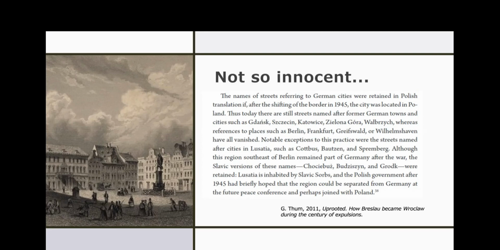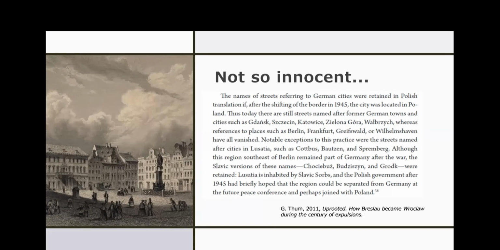The only exception, interestingly, was topohodonyms motivated by the Slavic forms of place names in Lusatia, which is in the east of the former German Democratic Republic, now the eastern part of the United Germany.